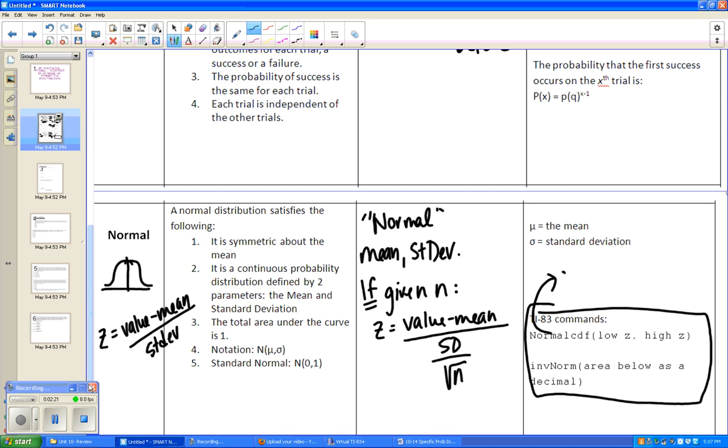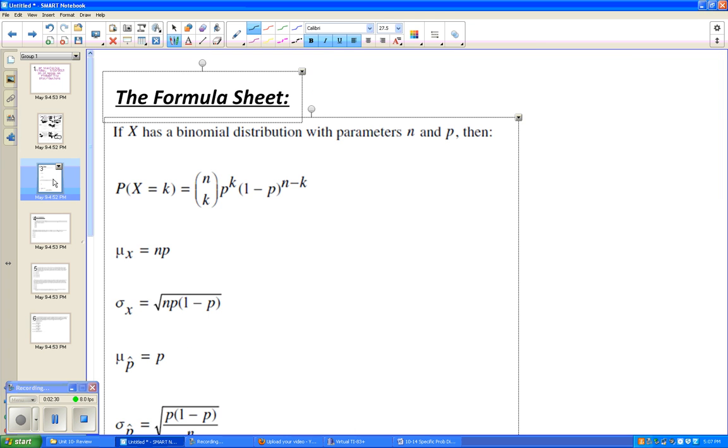So TI-83 commands: normal CDF, inverse norm. Normal CDF will give you a percentage. Inverse norm you use when you're given an area or a percentage. So let's look at some practice problems. Actually, before that, let's look at your formula sheet.